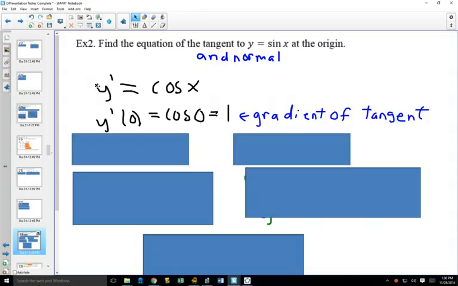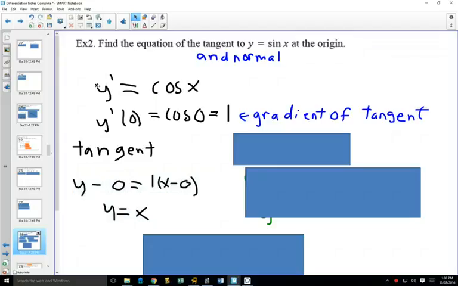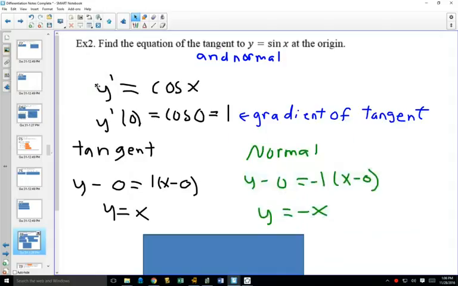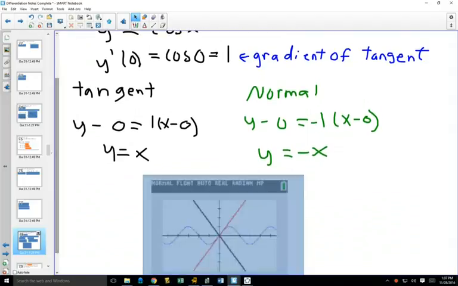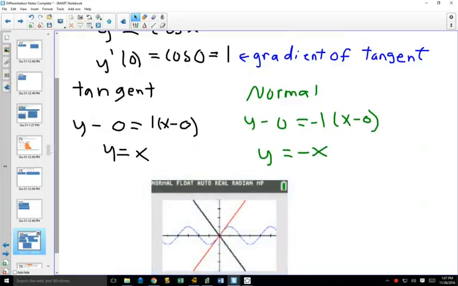And then once you have your slope, what's your point? You've got your slope is 1, your point is 0, 0. So there's our tangent. With our normal, the slope would be negative 1, the point would be 0, 0. There's our normal. There's a picture of it on a graphing calculator.